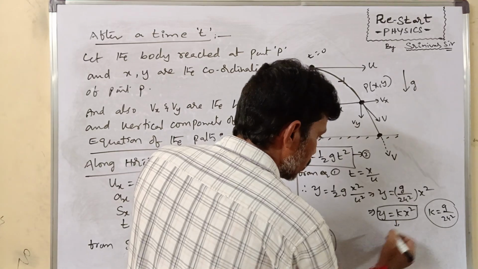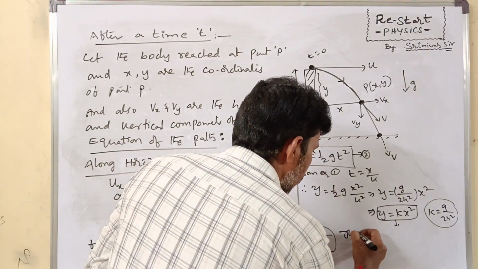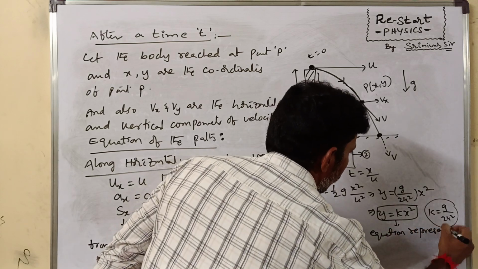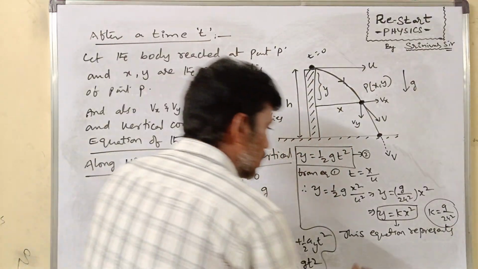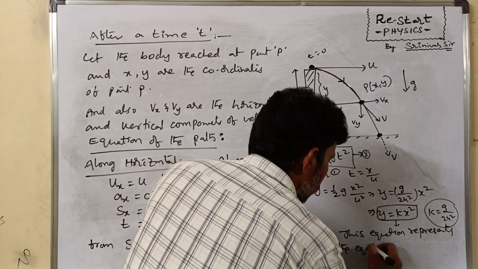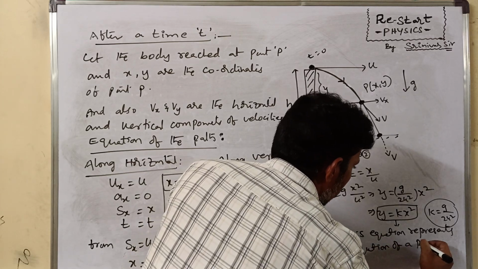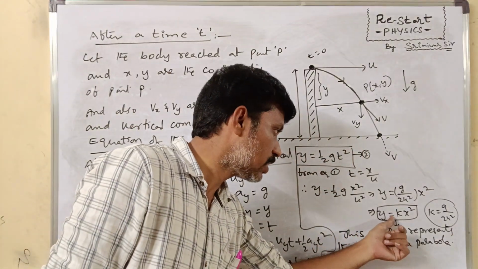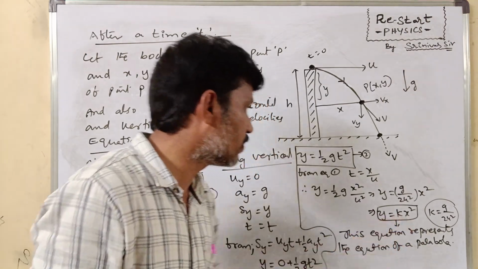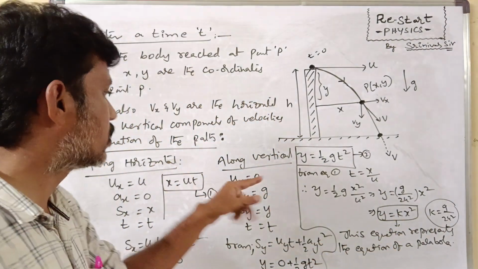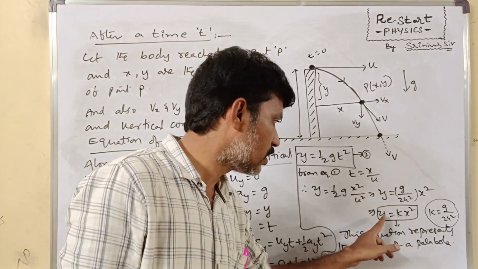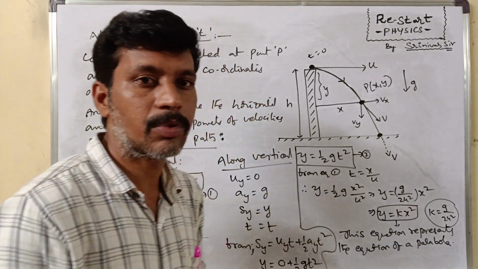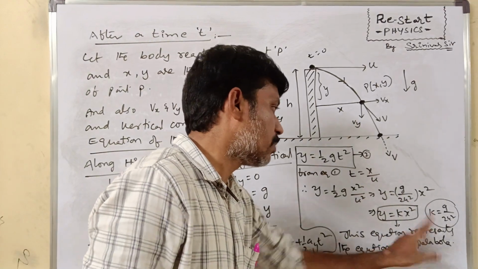Now this equation represents the equation of a parabola. మనకి parabola equation వచ్చింది అంటే this is the path equation of the horizontal projectile. y is equal to kx square in terms of the y component and x component, that means coordinates. It is the path equation of the horizontal projectile, but it is in the form of a parabola equation.